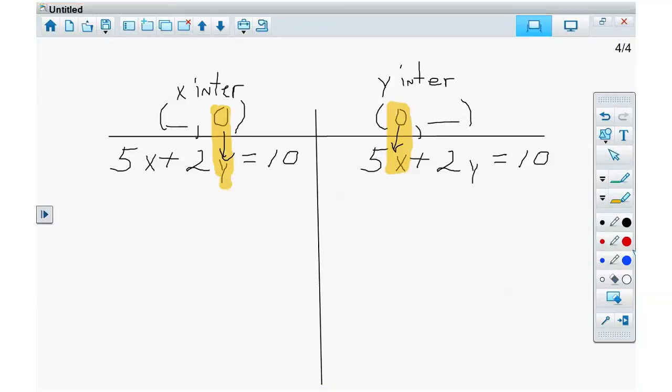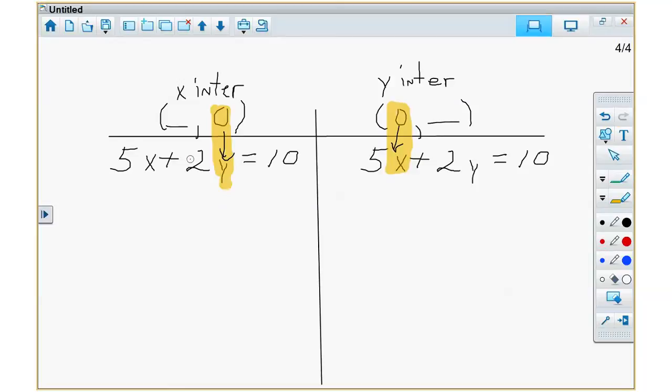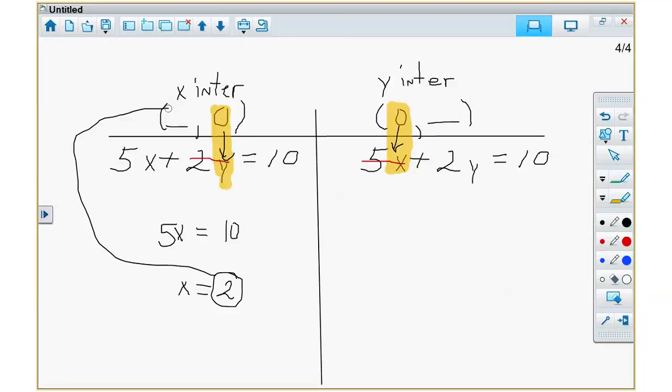Technically, some people just cover it up with their pencil. That's the short way of doing it. That goes out and that goes out. So now you have 5x is equal to 10, and x is equal to what? 2. That goes out, and you're left with 2y is equal to 10. Y is equal to what? 5.